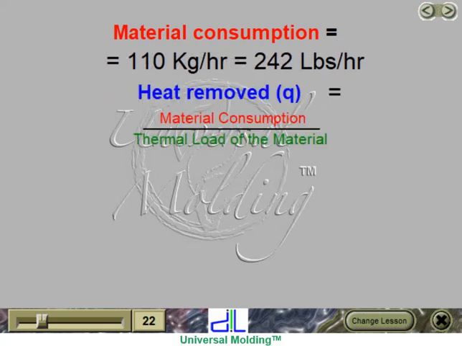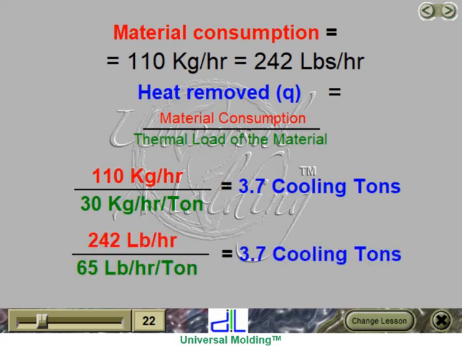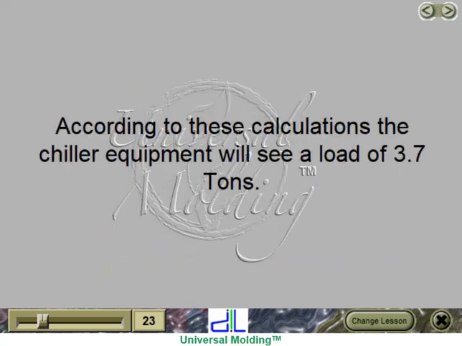Heat removed Q equals material consumption divided by thermal load of the material. This means 110 kilograms per hour divided by 30 kilograms per hour per ton, or 242 pounds per hour divided by 65 pounds per hour per ton, will equal 3.7 cooling tons. So according to these calculations, the chiller equipment will see a load of 3.7 tons.